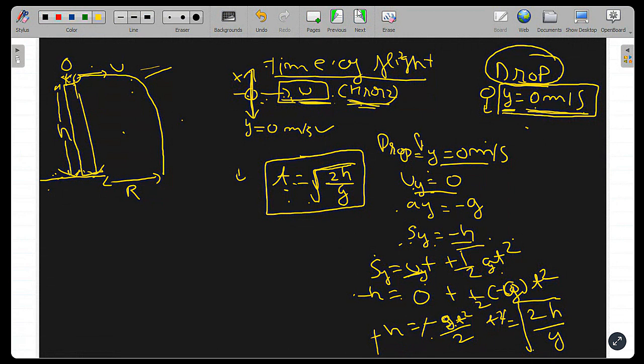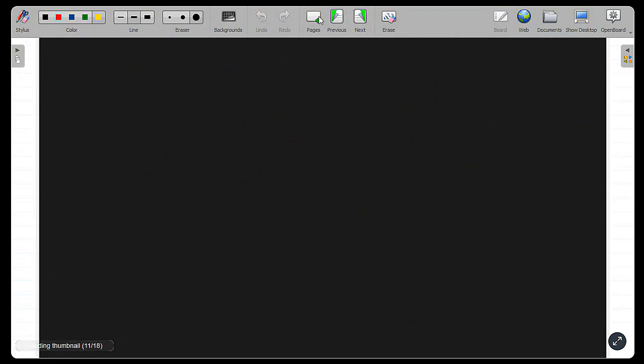So we have time of flight. After time of flight, what do you have? After time of flight there is range. How do you calculate range? Now if I ask you how to calculate range, what is range? Your horizontal distance. What is the meaning of range? Range means the horizontal distance covered by the projectile. So how do you calculate the distance covered? Speed into time. What is the speed in the horizontal direction? U cos theta. And what is the total time of flight? Under root 2h by g.